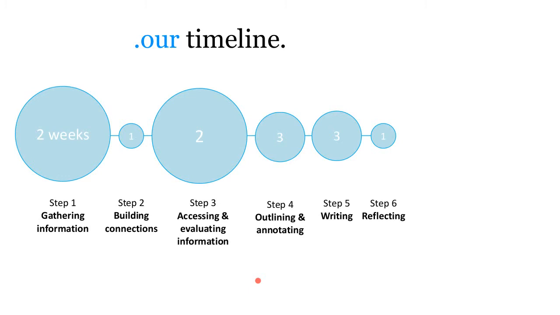Then in step 4, which was another 3 weeks, they took that information, they thought about how they were going to use it, they outlined their paper, and they annotated their sources and gave me some background information about the topic so that I would catch up to what they're talking about. Step 5 was the actual writing of the paper, and that took another 3 weeks, more or less. And then finally, 1 week to finish the reflection after they'd submitted their research paper. So 12 weeks in total is what I have afforded to me.